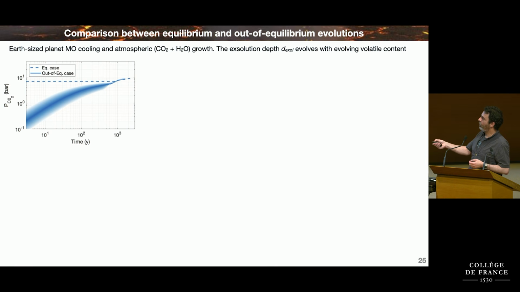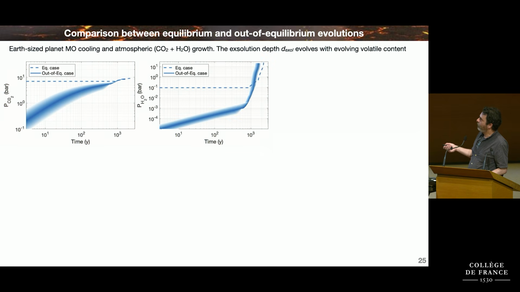The dotted line in all the plots that I will show you represents the equilibrium case. Basically, equilibrium case means the case where everything is outgassed instantaneously into the atmosphere. This is the standard assumption. And here, in continuous lines, it's our assumption of delayed outgassing. You see that immediately for the equilibrium case, you form an atmosphere, but in reality, it takes some time to form it, several tens of thousands of years.